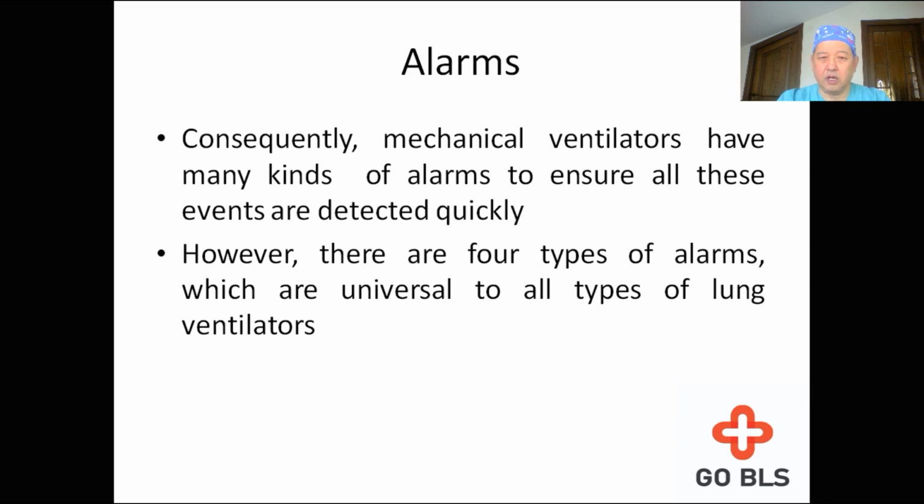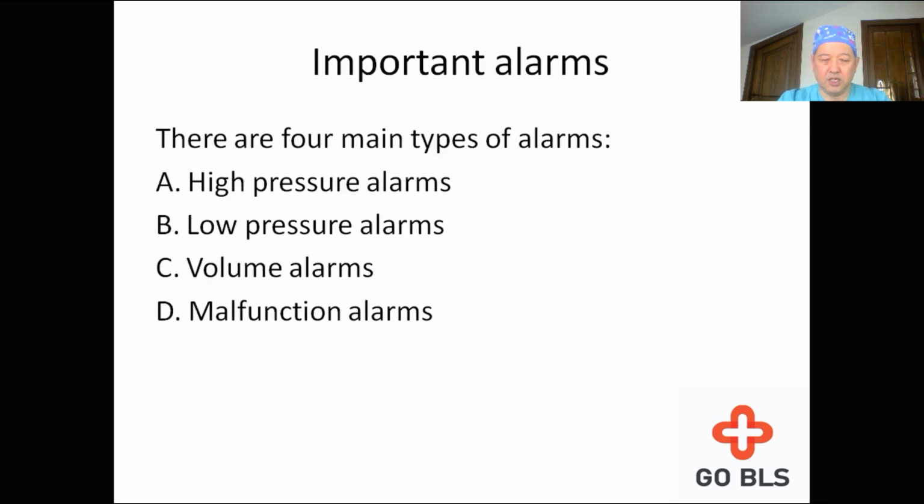However, there are 4 types of alarms which are universal to all types of lung ventilators. Let's check. There are 4 types of alarms. Number 1 is high pressure alarms, B, low pressure alarms, C, volume alarms, and D, malfunction alarms.